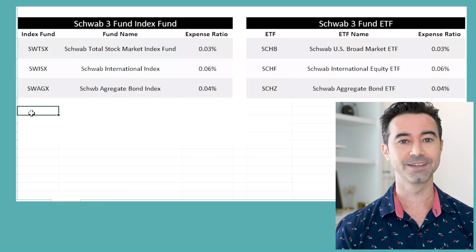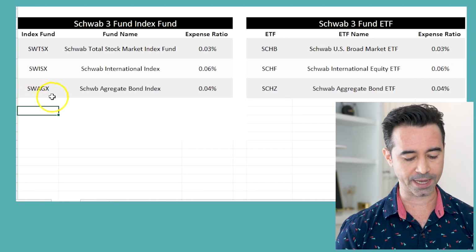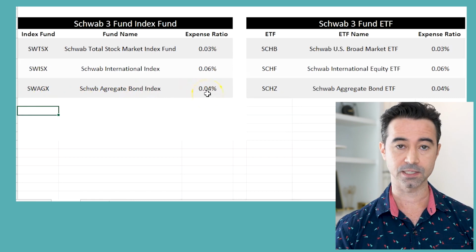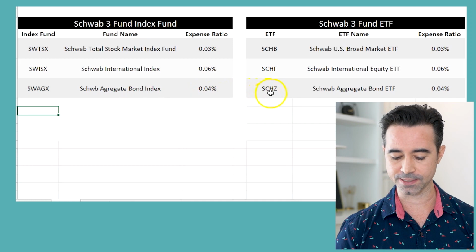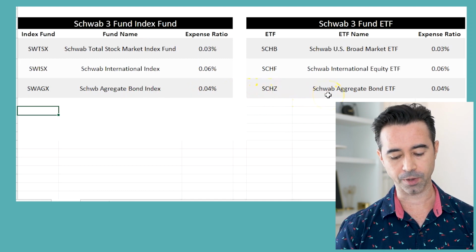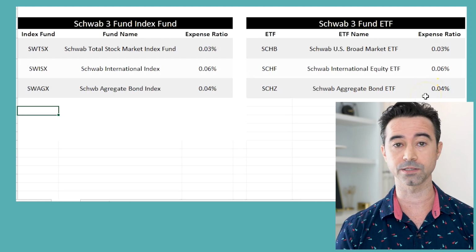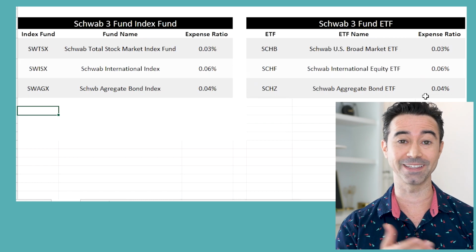So let's go back. For the Schwab Bond Index Fund that we're going to use, we're going with SWAGX, which is the Schwab Aggregate Bond Index, expense ratio of 0.04%. The equivalent ETF is SCHZ, the Schwab Aggregate Bond ETF, which has an expense ratio of 0.04%. So also a very low expense ratio for the aggregate bond ETF and index fund as well.